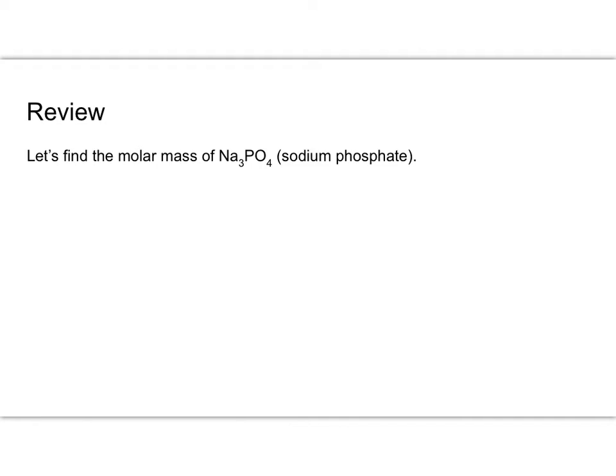So, how do we find the molar mass of a compound? Just a quick review. All right, so we find the molar mass of Na3PO4, which is called sodium phosphate. In order to do that, we find the mass of each element in the compound. So in this compound, there are 3 elements. Remember, every capital letter means a different element. So there's sodium, phosphorus, and oxygen.